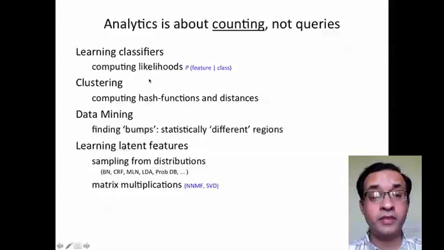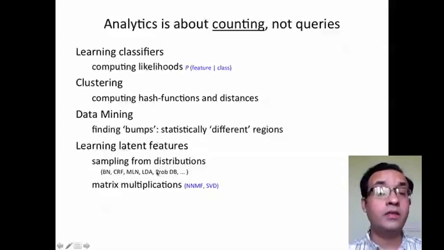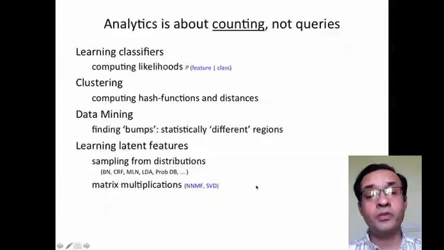One example we already saw in the very first lecture, computing hash functions using locality sensitive hashing, is a kind of clustering. Data mining, finding bumps or statistically different regions in your data, finding rules, and learning latent features, which involves things like sampling from distributions, which are a guest lecture on Markov logic networks, that's MLNs, we'll talk a little bit about. And we'll give one example using matrix multiplications also.